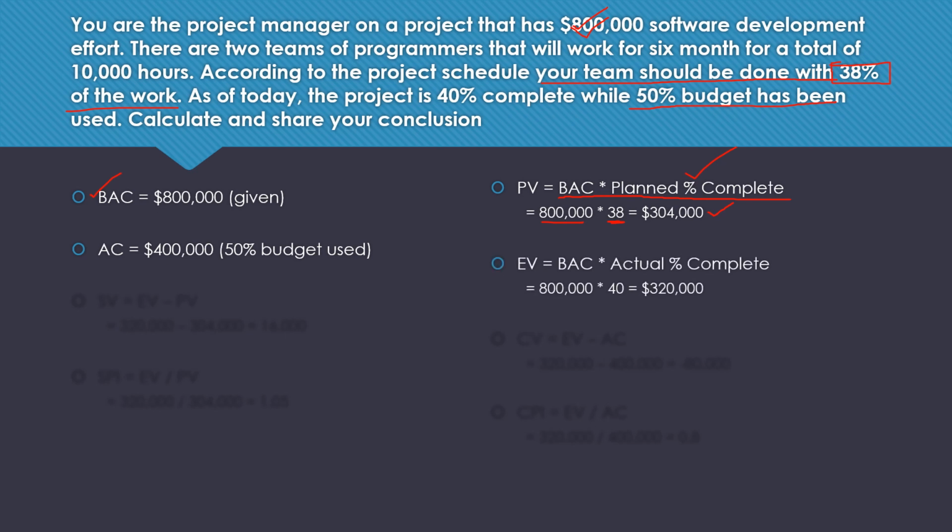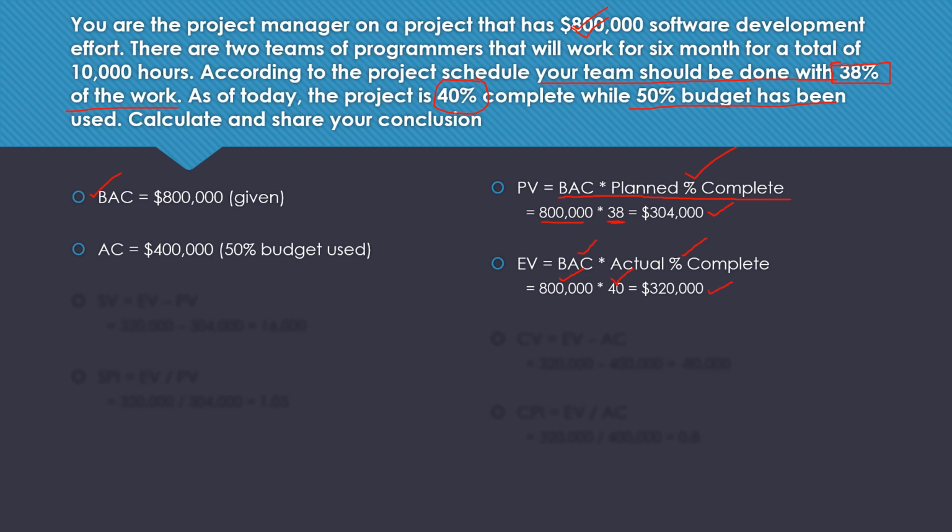Let's calculate EV, earned value: BAC times actual percent complete. This is the formula. BAC, you're already aware, is $800,000. Actual percent complete is 40, as mentioned in the question again. It says, as of today, the project is 40% complete. So you enter 40, and this is the value of EV that you get, $320,000. So you have calculated PV and EV.